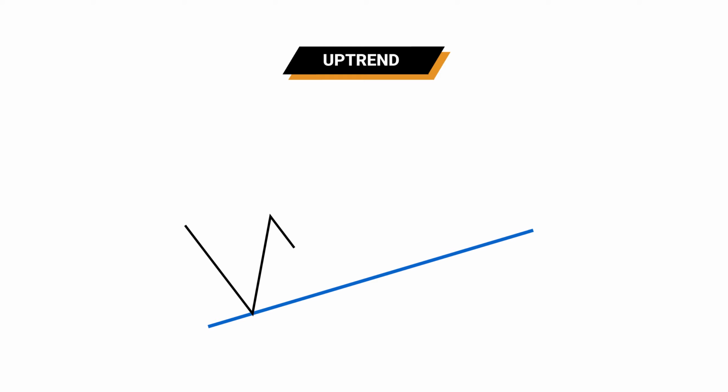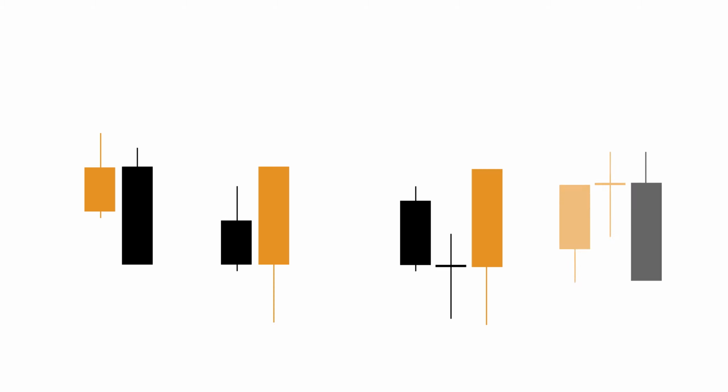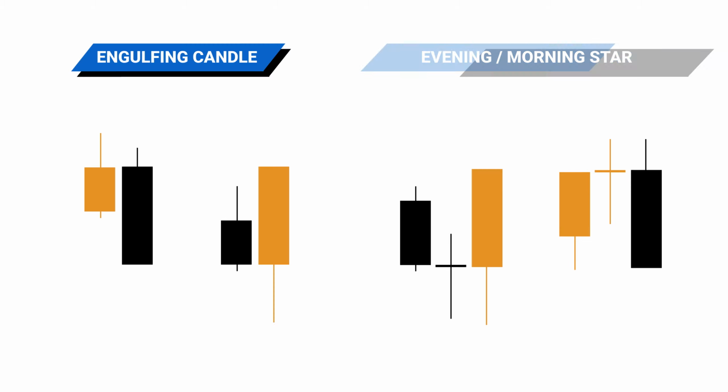In an uptrend, look for price to pull back towards the trend line. When price touches the trend line, you can look for a bullish reversal pattern, such as the bullish engulfing or a hammer. In a downtrend, look for price to approach the trend line from below. When it reaches the trend line, look for bearish reversal patterns, such as the bearish engulfing or a shooting star.